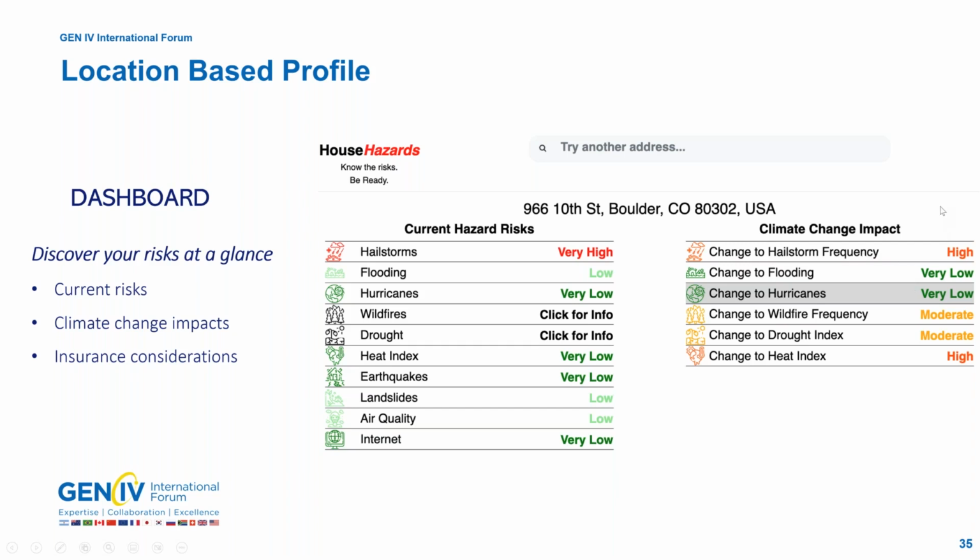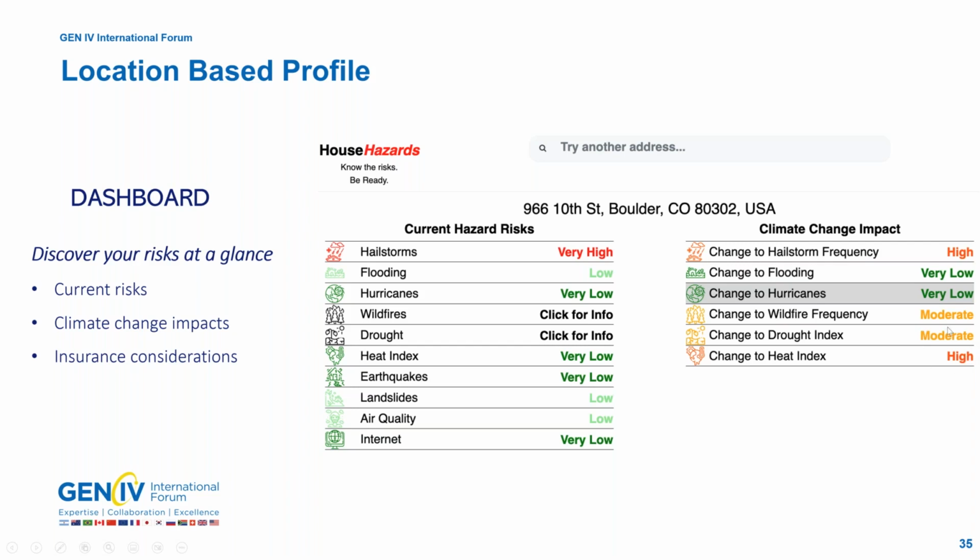Hailstorms are going to become even more frequent at this location in the future, so it's a big deal now, but that will increase. Flooding impacts from climate change will actually go down in this area because it's going to be drier in the future. Again, no impacts from hurricanes here, but wildfires are going to increase in frequency, unfortunately, and so is drought.